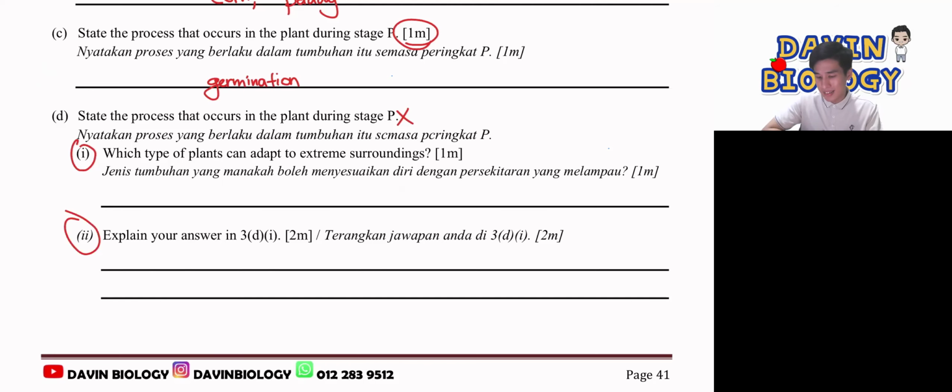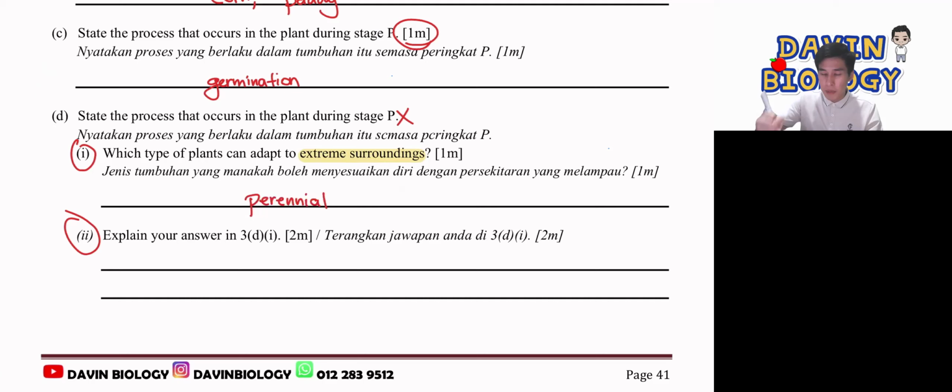Now, which type of plants can adapt to extreme surroundings? If your surrounding is extreme, very, very windy, suddenly very hot, out of the 3, annual, biennial, perennial, which one do you think survives better? This one we did before in class, the exact same thing. So yes, obviously the answer is perennial. Why?